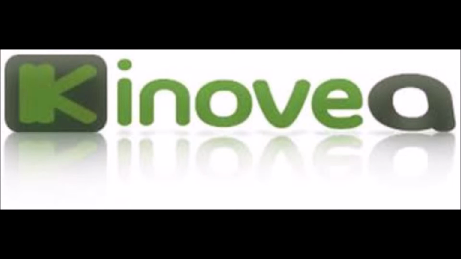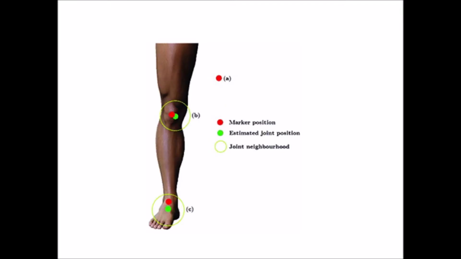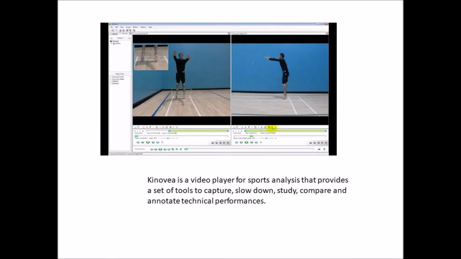In biomechanics, we may use distance versus displacement when analyzing an athlete's running or walking technique. This technique can be done in programs such as Canovia, shown here, where we use specific anatomical points to track the movement and angle of different parts of the leg. Canovia is a video player for sports analysis that provides a set of tools to capture, slow down, study, compare, and annotate technical performances.